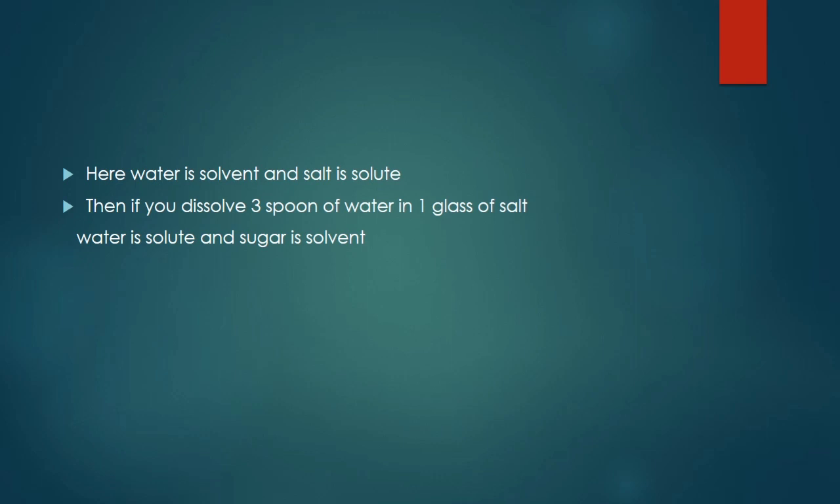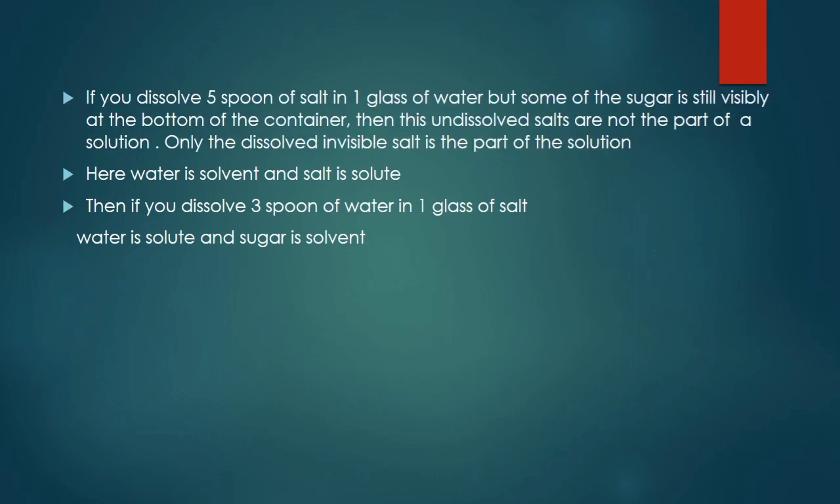Suppose you have taken one glass of water and you added 5 spoons of sugar or whatever, salt. After mixing well, you can see some salt at the bottom of the glass. So that salt, or sugar, which you can see, that is not the part of the solution. Okay, only the dissolved salt or sugar is the part of the solution. So the dissolved salt we can call solute. So here we can say water is solvent and the salt is solute.